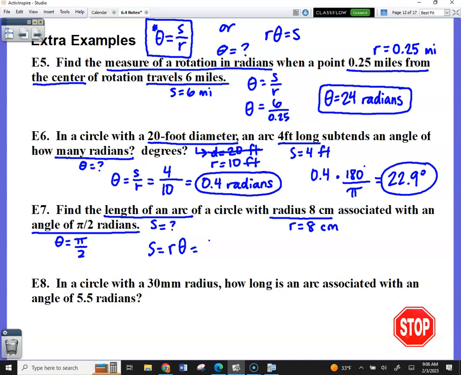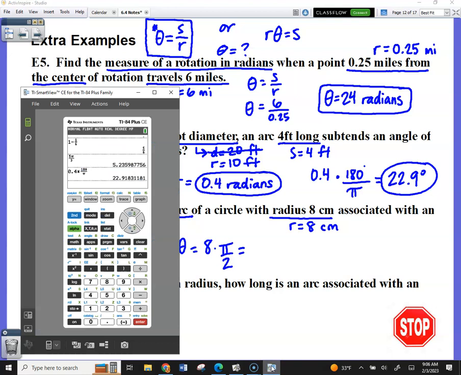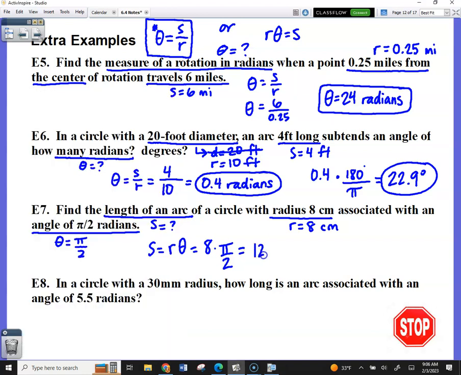Okay, R is 8. Theta is pi over 2. You can actually probably simplify that in your head. So that's going to be 8 pi divided by 2, which is 4 pi. You do need to go to your calculator and get the decimal, though, because we are talking about unit of measurement, like in terms of a linear. So you get about 12.6. Did you get that? So 12.6 centimeters.